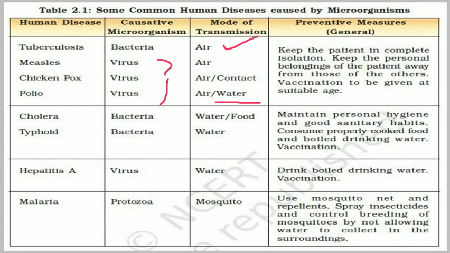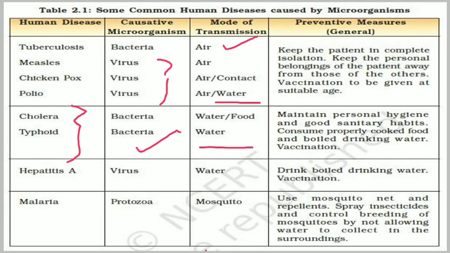Now the other diseases like cholera and typhoid. These two diseases are mainly caused by the microorganism bacteria. And what is the mode of transmission? Food as well as water, isn't it? So what are the preventive measures that one can take? We should maintain personal hygiene in our daily life, practice good sanitary habits regularly, and consume cooked food and boiled drinking water. And the vaccination should be done at a proper age, isn't it?